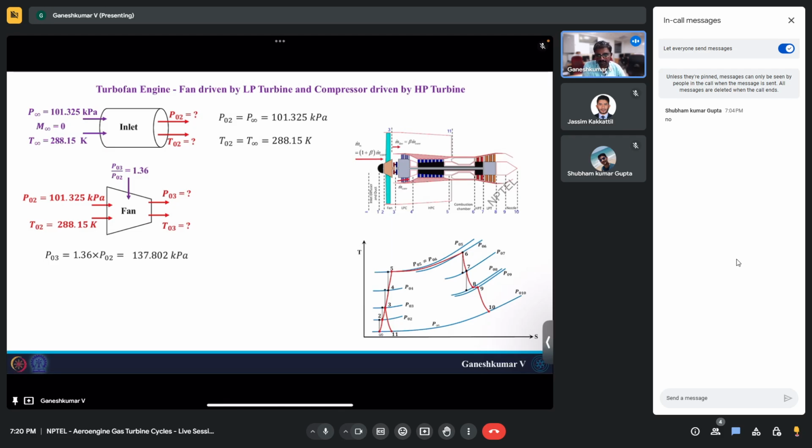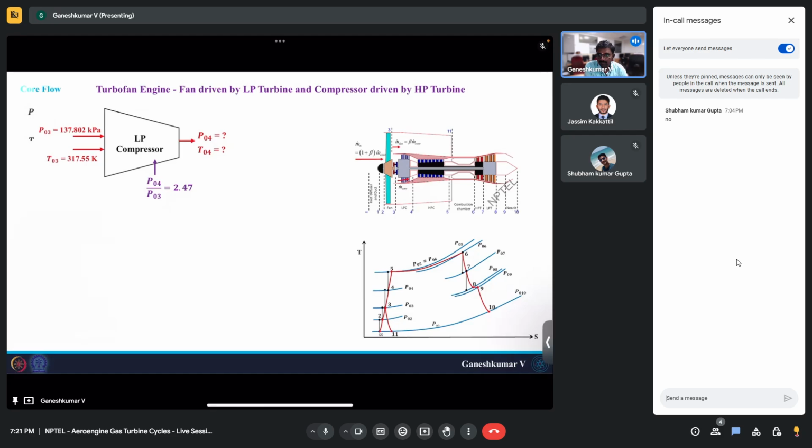So from there you can find P03, which is 137.8 kilopascal, and you have temperature T02 as 288.15 Kelvin, and the fan has some efficiency, and if you substitute all those things in here, you can find the temperature ratio. So I'm not wasting time here because this has already been solved. We will quickly go through what happens, just to give you an idea, just to quickly recap what happens till the high pressure turbine. Okay, so the temperature ratio across the fan is 1.102, and based on that you can find the temperature at the exit of the fan, which is 317.55 Kelvin, same as what we got in the lecture.